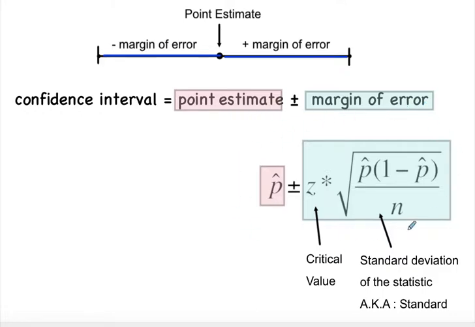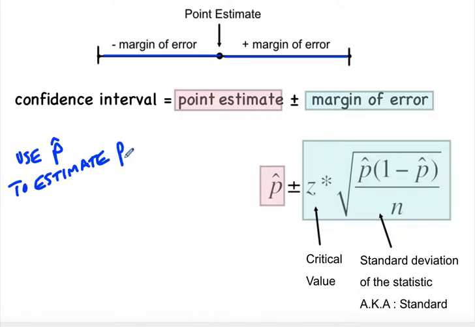Now here's the actual formula if it's a proportion problem. Our point estimate would be p hat, a sample proportion. Then we have z star, which is called a critical value. I'll teach you how to figure that out. And then this is the standard deviation formula that you used even last chapter. The only difference is that now it's p hat instead of p, because we no longer know the population proportion. We're trying to use our sample proportion to estimate what our population proportion is.